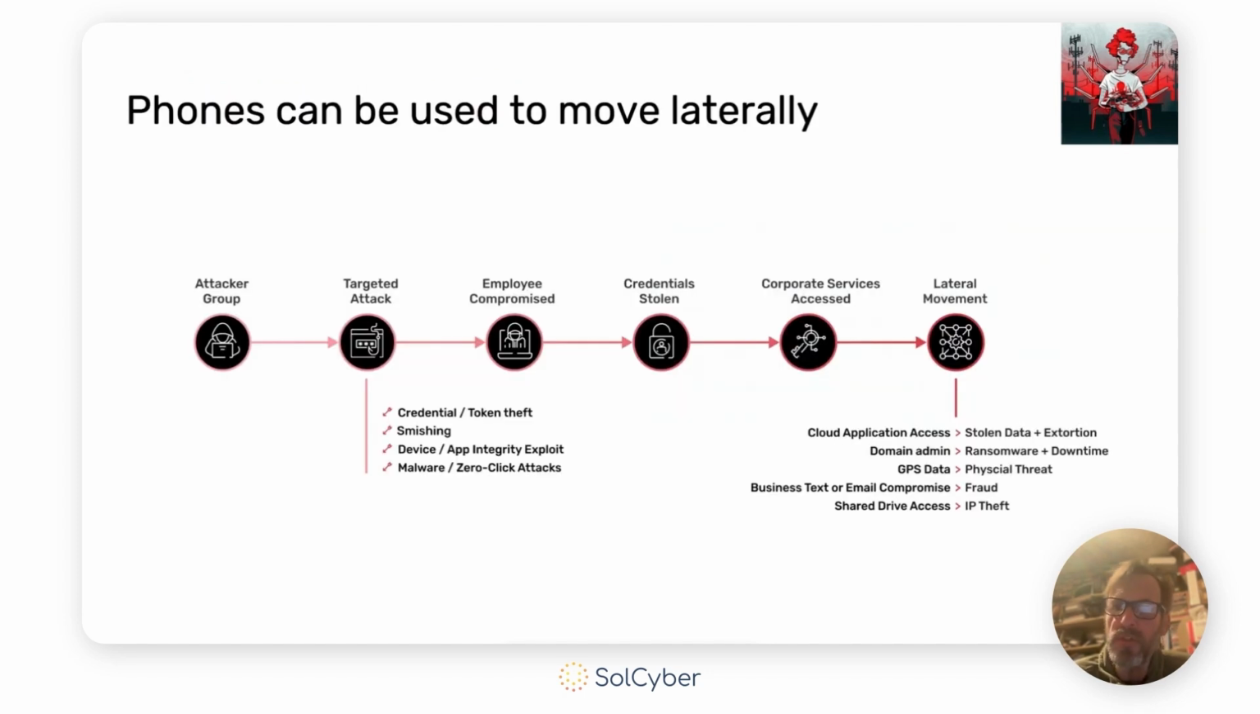And we know that phones can be used to move laterally, whether it's credential and token theft, various other attacks to compromise that employee and get their credentials. Once those credentials are stolen, then, it's game over. Corporate services are accessed, lateral movement happens, ransomware is deployed, stuff is stolen, and then, all hell breaks loose.